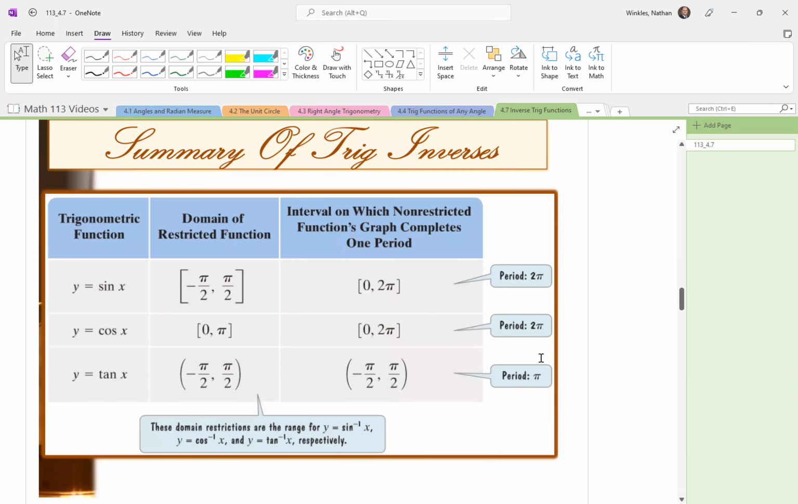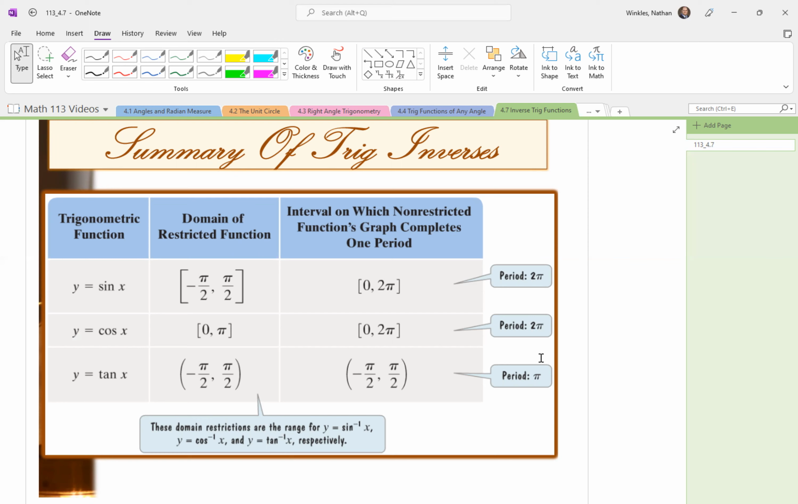So here's a summary of what we already know. For our trig function y equals sine of x, in terms of inverse pieces, the restricted domain is between negative pi over 2 and pi over 2 inclusive, whereas the entire domain of sine of x for one period is 0 to 2 pi. Cosine of x is very similar, except its restricted domain is 0 to pi inclusive, and its original one period was 0 to 2 pi.